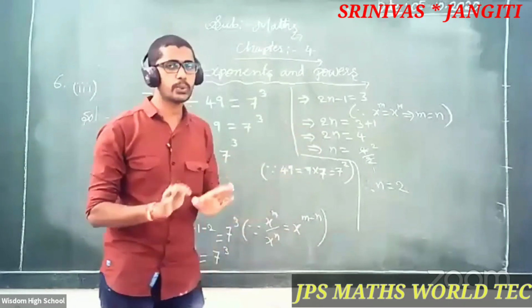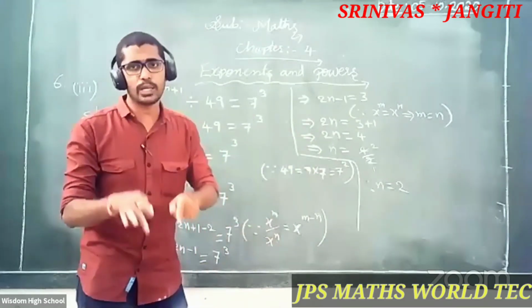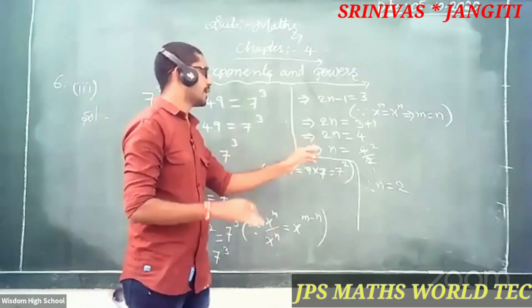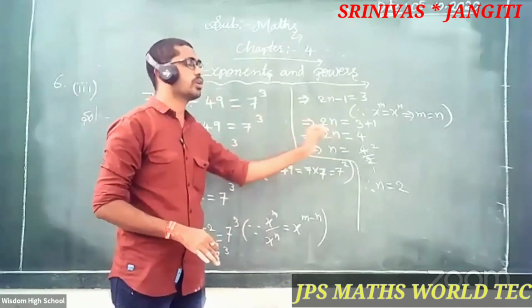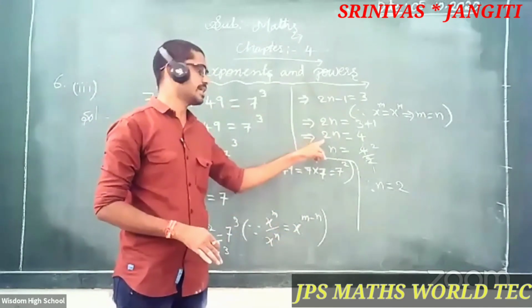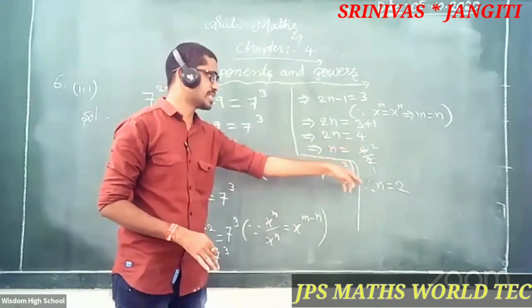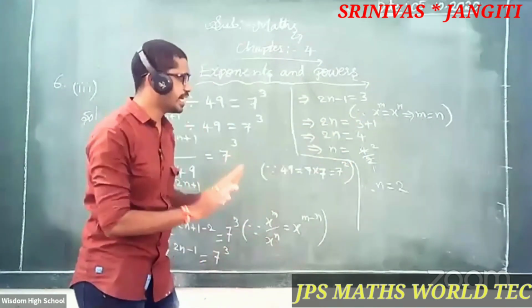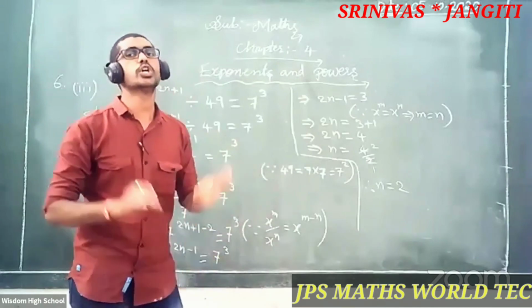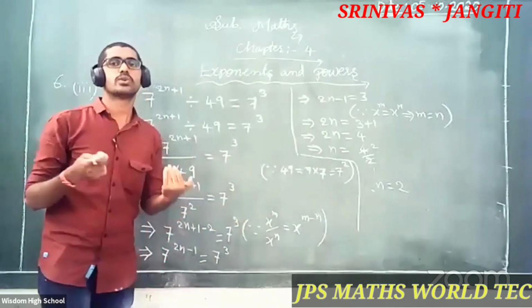But we don't want 2n. We want the n value. That's why n is equal to 4 by 2. Why? Here the side is multiplication, then you transfer to that side as division. That's why 4 by 2. 2 ones are 2, 2 twos are 4. Therefore, n is equal to 2 is our solution.